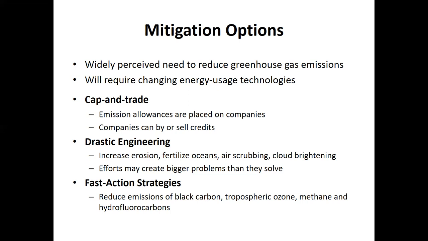And then there's drastic engineering: increased erosion, which would cause CO2 to be absorbed; fertilizing the oceans, which increases the growth of algae and would increase CO2 absorption; air scrubbing, which is trying to take the carbon dioxide out of the atmosphere; and cloud brightening so that clouds would reflect more sunlight back to space. These efforts may create bigger problems than they solve. So we don't really want to have to resort to these large scale efforts. Fast action strategies reduce emissions of black carbon, tropospheric ozone, methane, and hydrofluorocarbons.